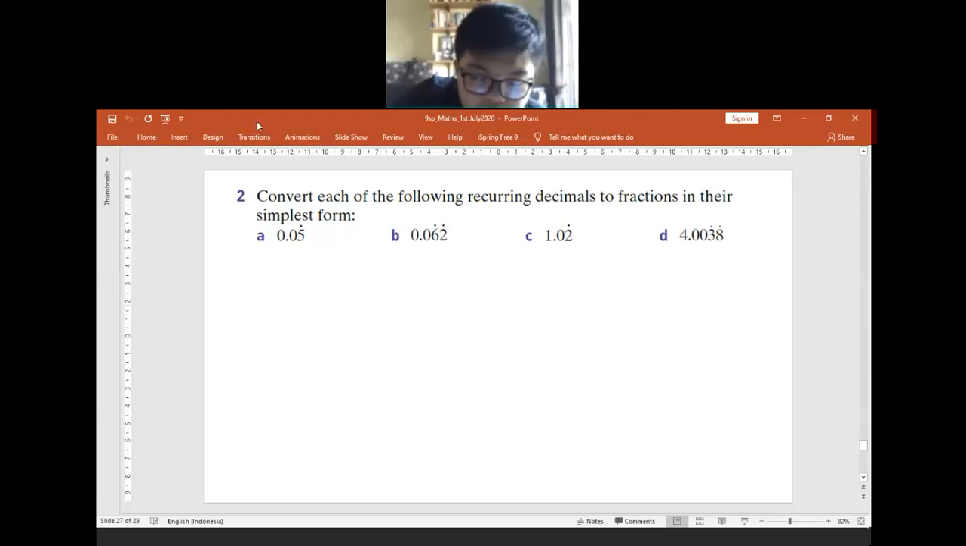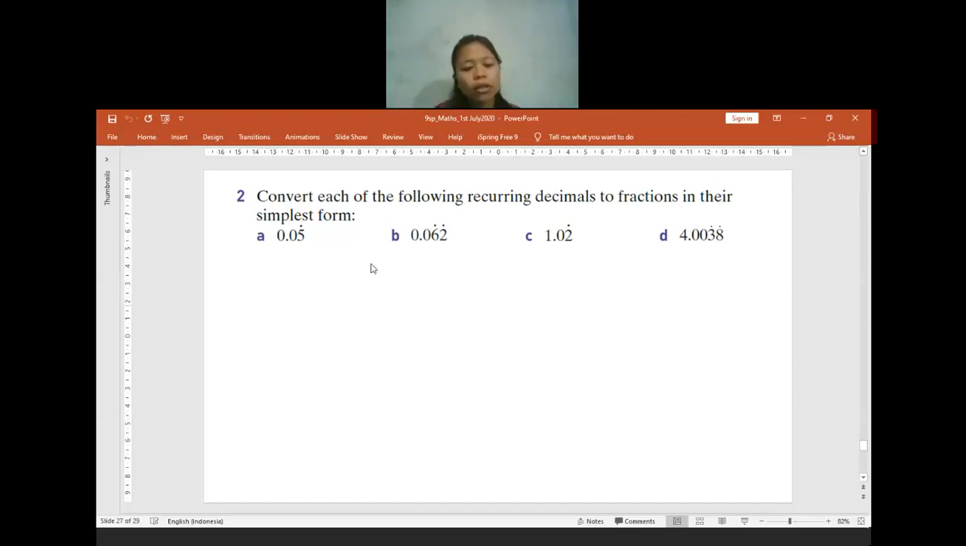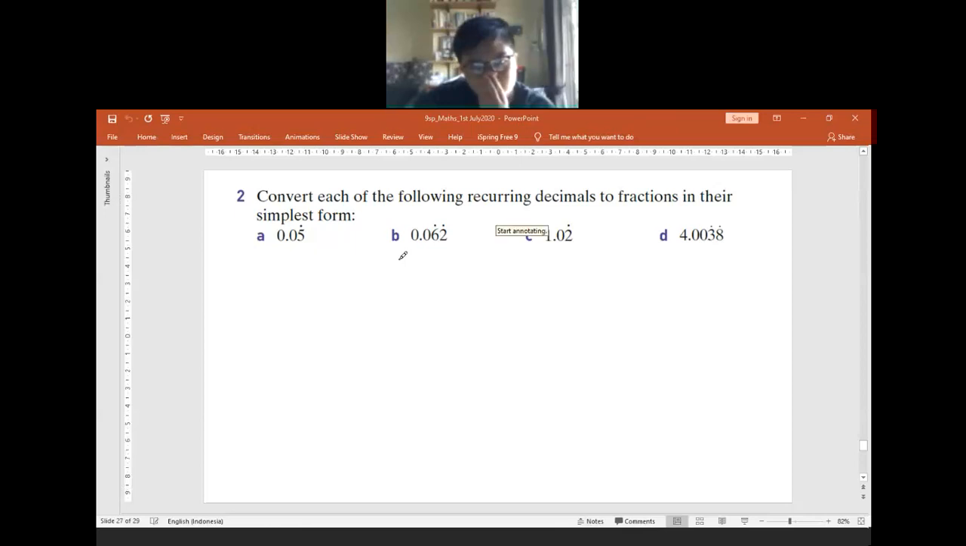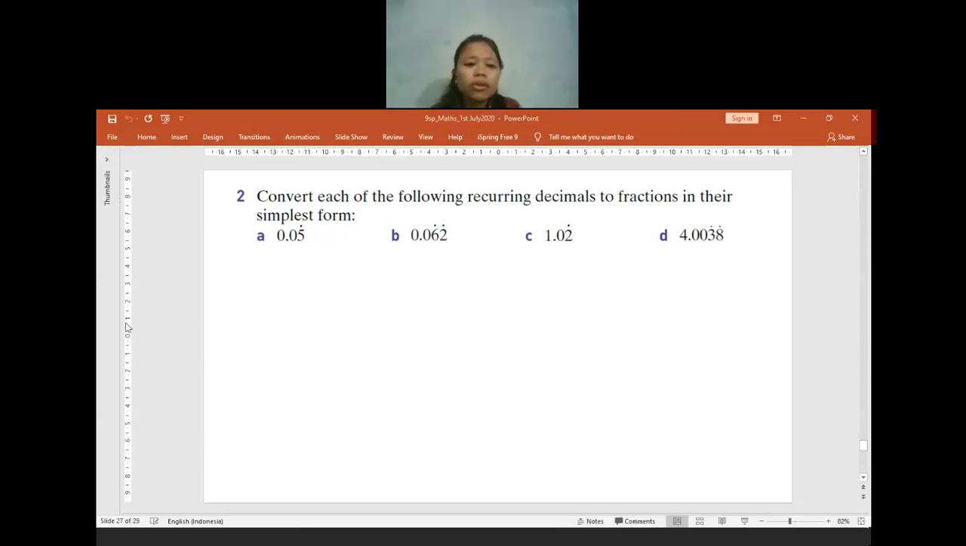Because this question almost comes up in every HSC exam. If it's only 2 marks, it's cool enough if you can answer it right. Now 0.05, what will it be? 5 per 99. Is there anyone who disagrees? 5 per 90, right? 90 or 99? Okay, let us discuss.